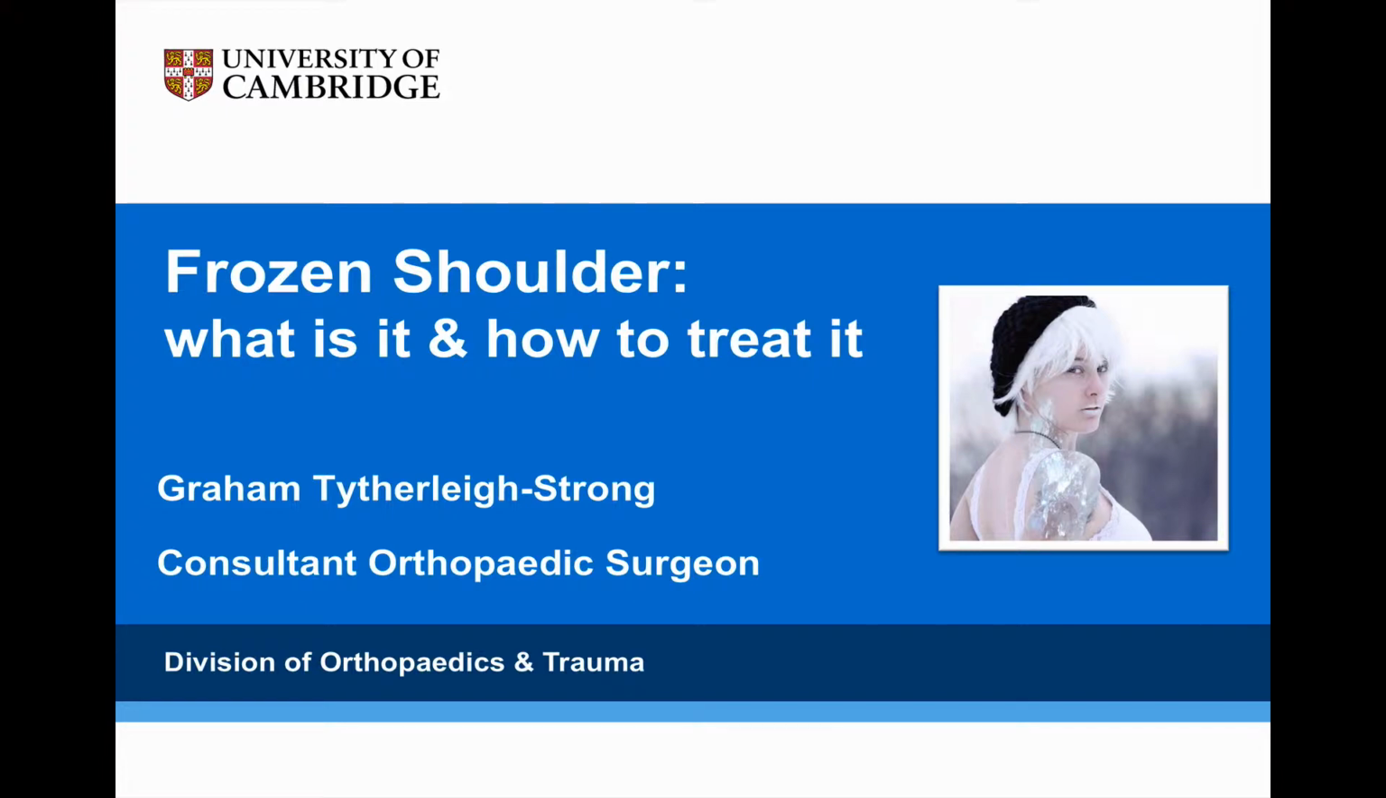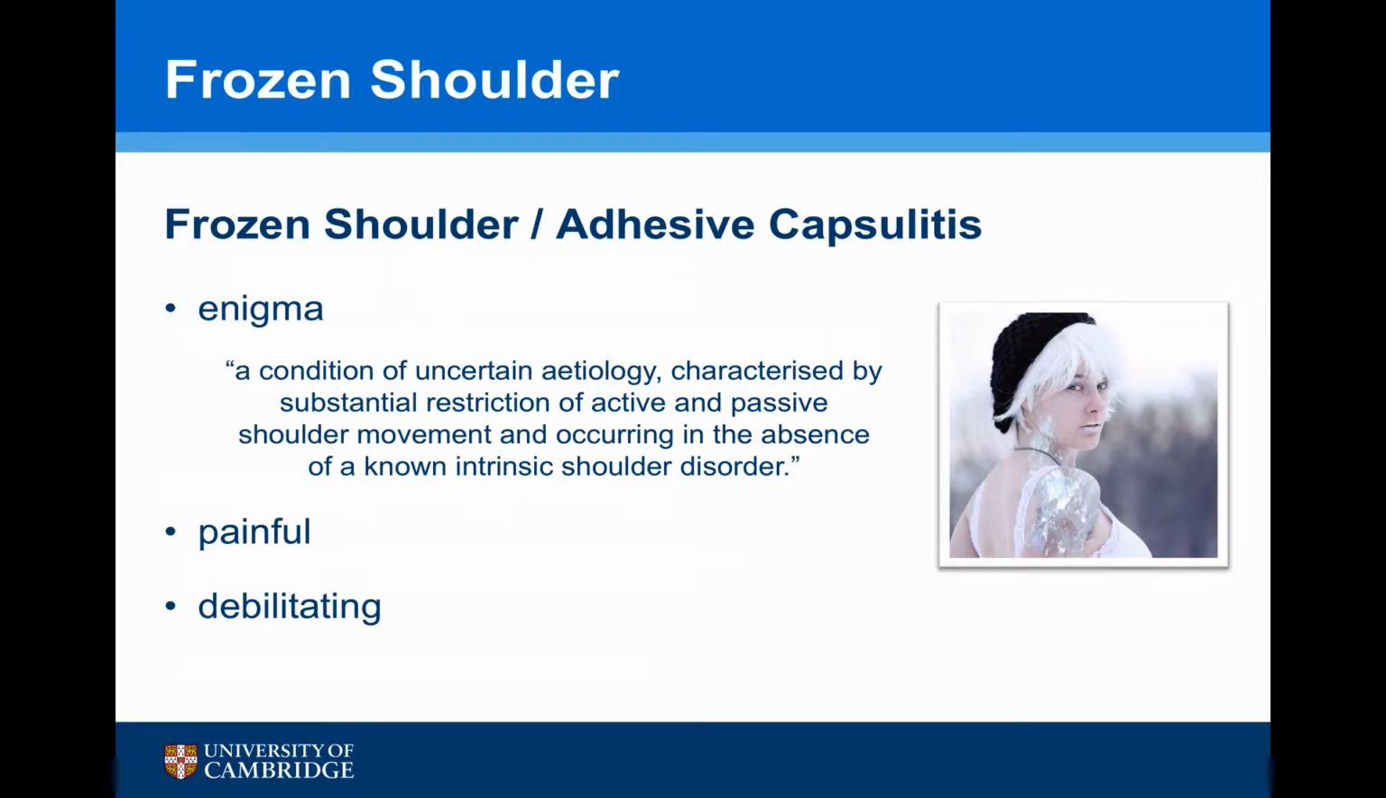Frozen shoulder. What is it and how to treat it? Frozen shoulder, or adhesive capsulitis, has been described as an enigma, a condition of uncertain etiology characterized by substantial restriction of active and passive shoulder movement, and occurs in the absence of a known intrinsic shoulder disorder. It can be incredibly painful and incredibly debilitating.